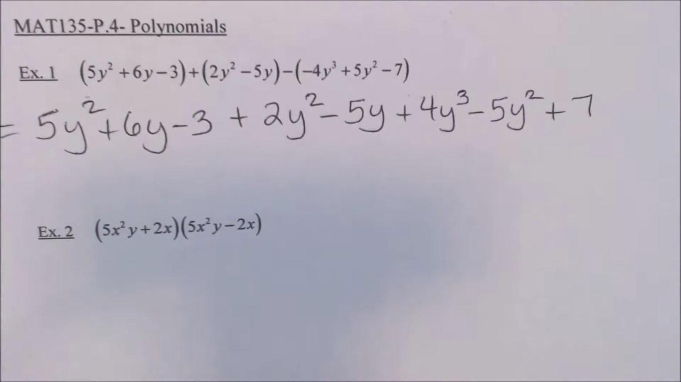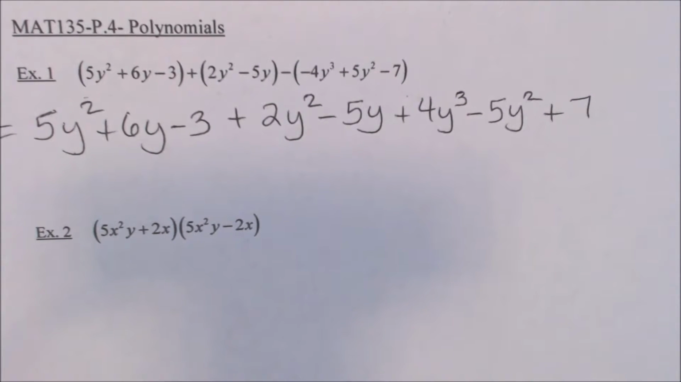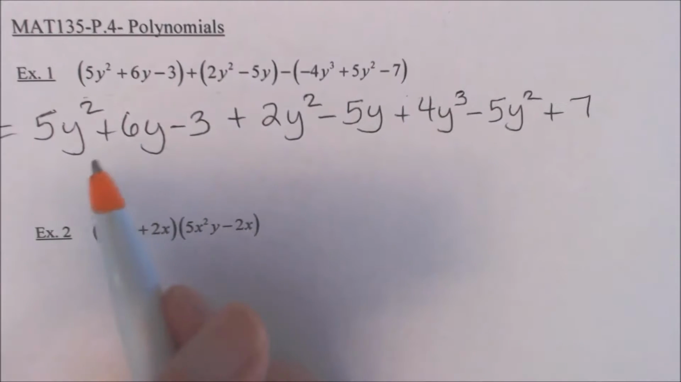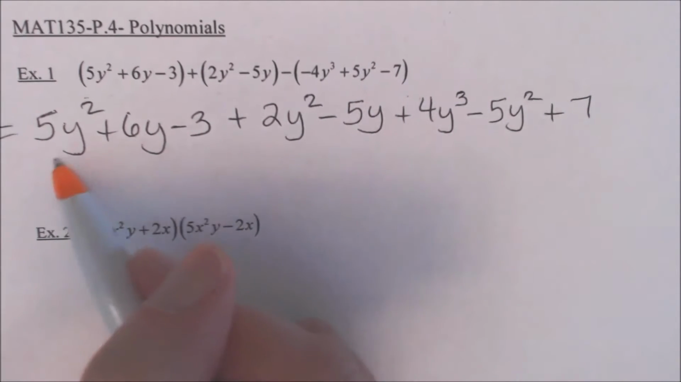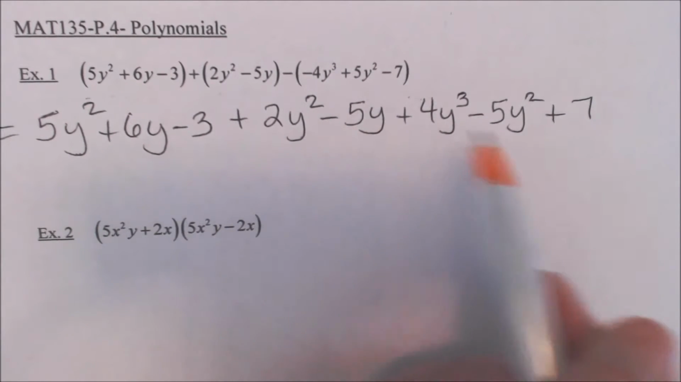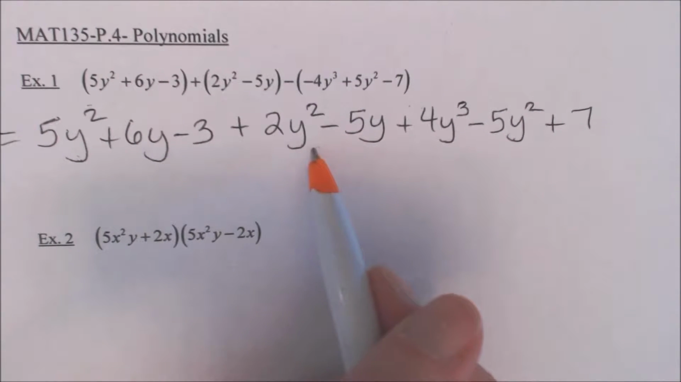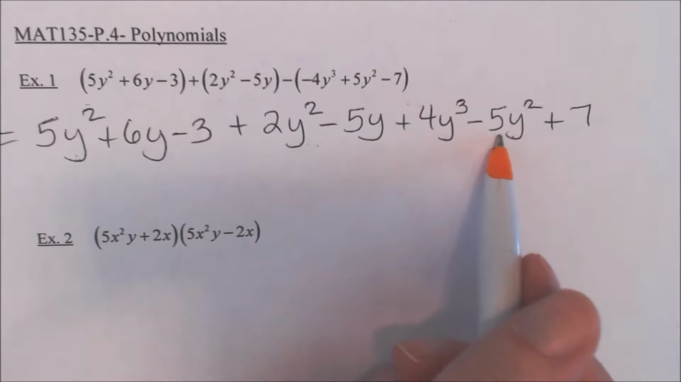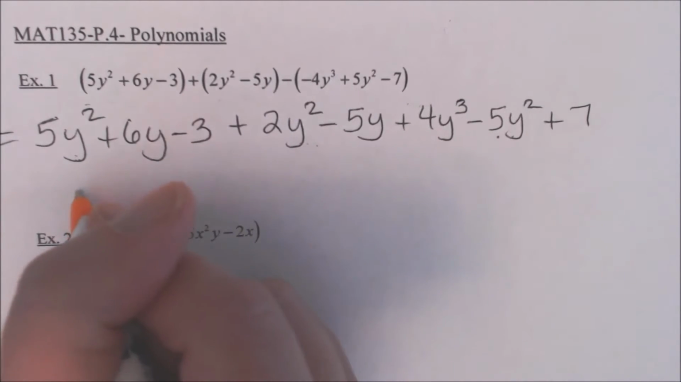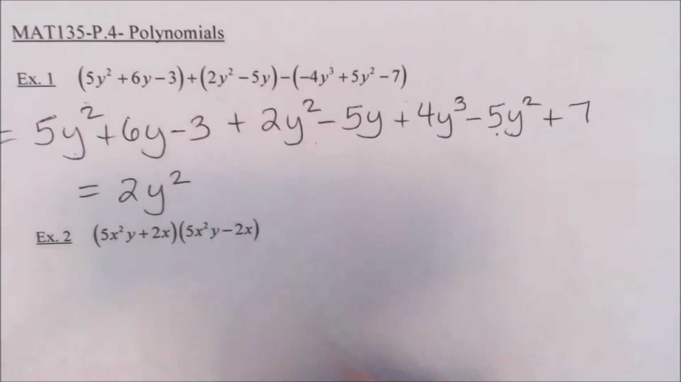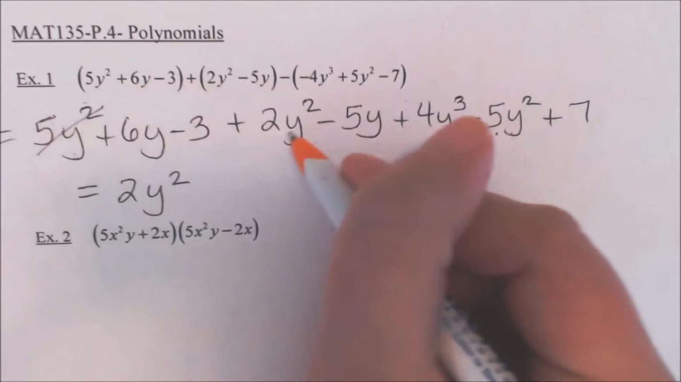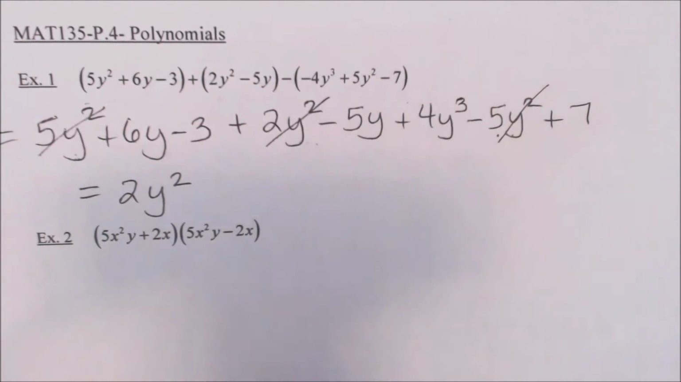Now just step back and look at all your terms, and anything that's a like term we're going to go ahead and combine the coefficients for. You'll notice we have a 5y squared, 2y squared, and a negative 5y squared. So 5y squared plus 2y squared is 7y squared, minus 5y squared leaves us with just 2y squared. And if it helps, go ahead and cross those terms out as you combine them.